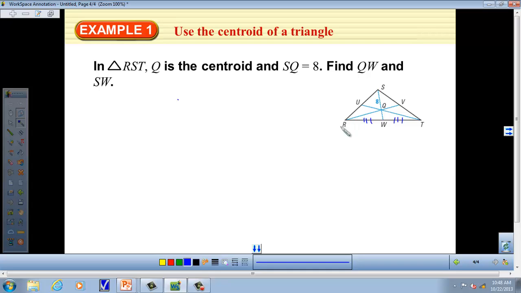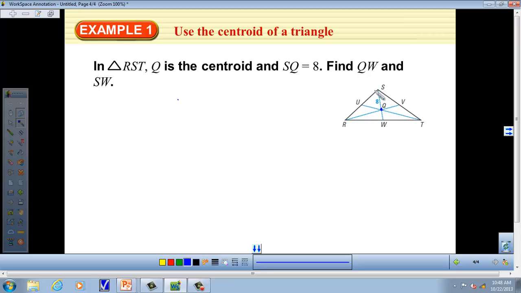U is the midpoint of RS, which makes RU congruent to US, and V is the midpoint of ST, which makes SV congruent to VT. So I'm just doing that to show you so you remember that later. Where the three medians meet is right here, and that's called the centroid.